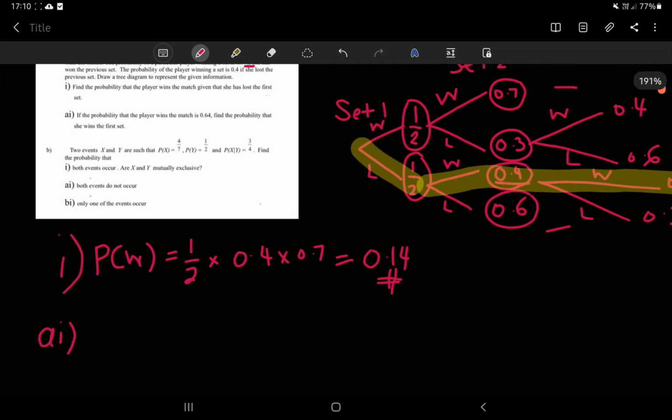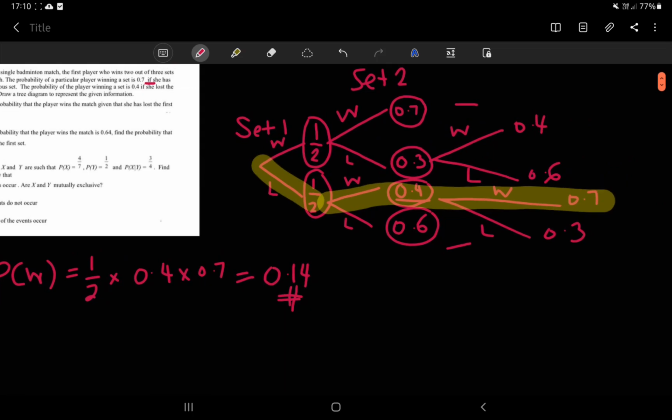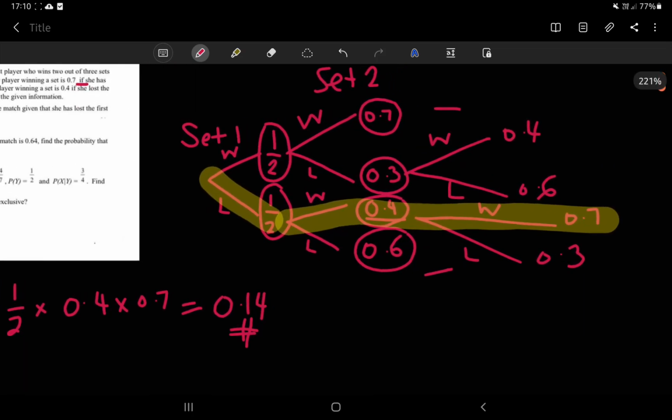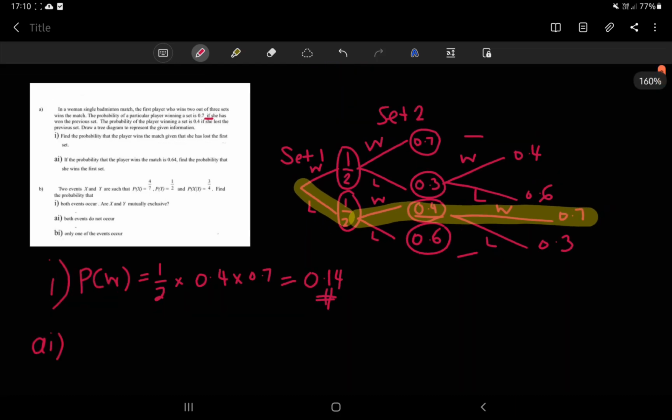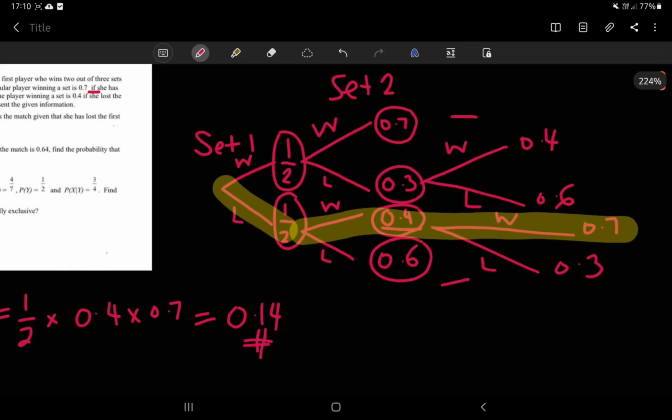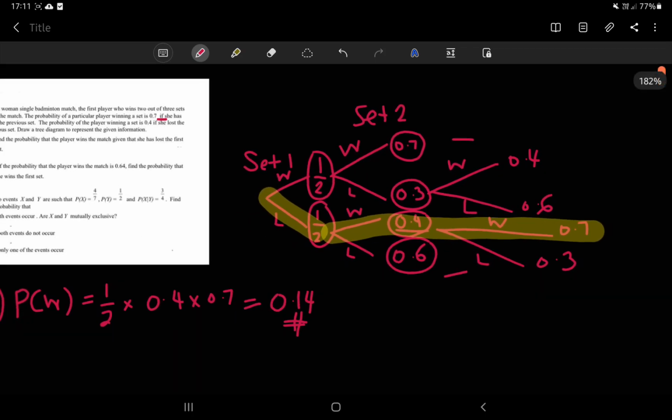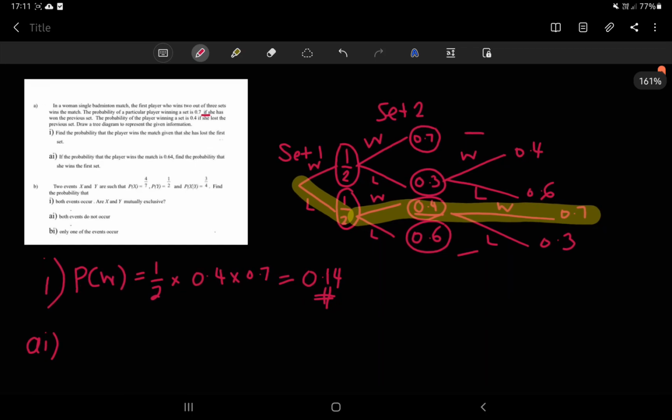Okay, so the next question is, let me write it. If the probability that the player wins the match is 0.64, find the probability that she wins the first set. So in this next question, we do not assume that the winning and losing probability in set 1 is the same, which means the probability of winning is not 1/2. In the first question we had to assume it is 1/2, equally likely of winning and losing, because the question doesn't give a hint, so we can assume it basically.